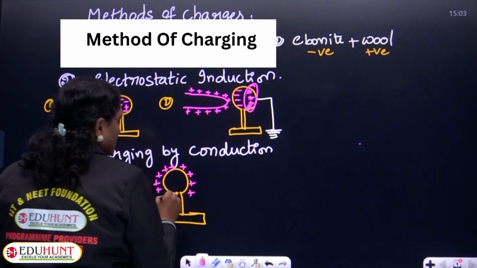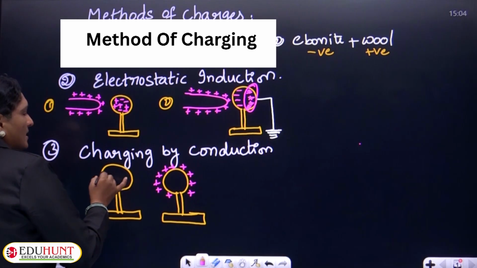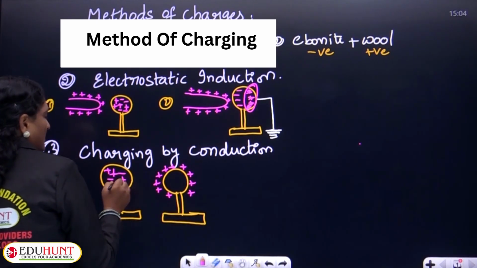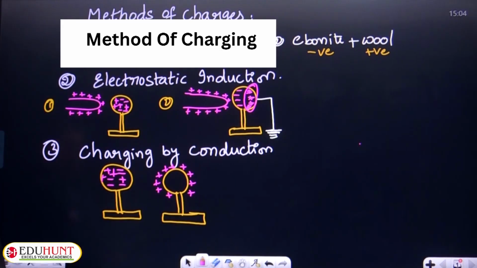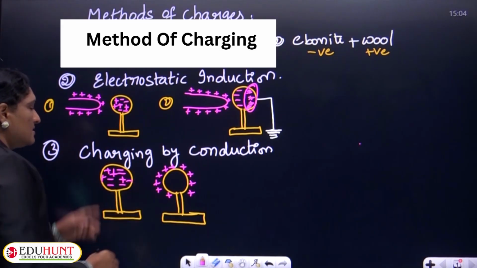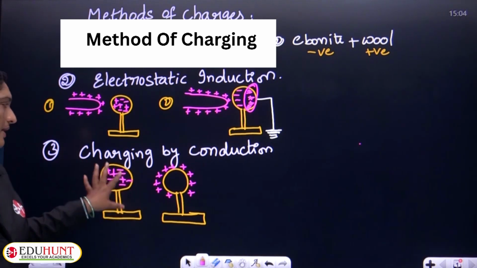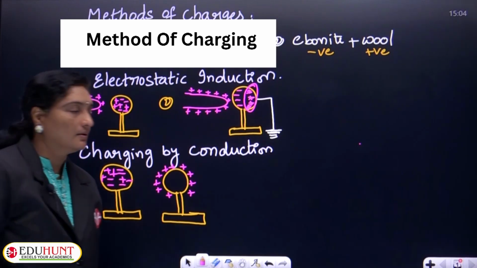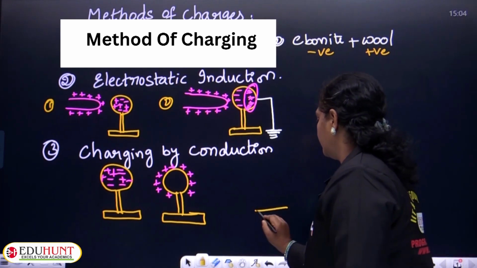So, we have to consider two bodies such that one is an uncharged body. An uncharged body means it consists of an equal number of positive charges and negative charges. So, this is an uncharged body and this is a charged body. When two bodies, one uncharged and one charged, are kept in contact with each other, it means something like this.